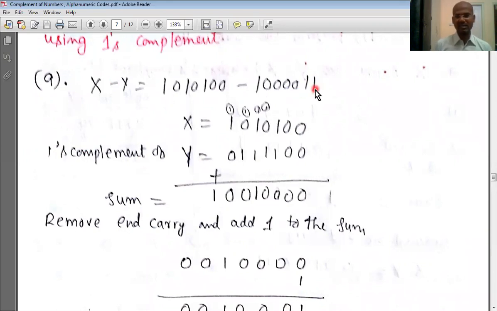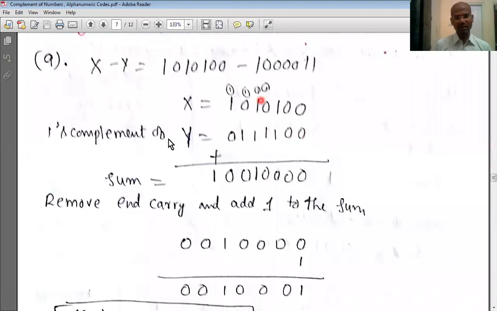What is the 1's complement of y? This is our y. Just changing ones to zeros and zeros to ones, we get the 1's complement. So here we have 1, this one becomes 0, and we have 4 zeros, and these 4 zeros become 4 ones, and these 2 ones become 2 zeros. So this is our 1's complement of y. After finding the 1's complement or 2's complement, the next step is to add that complemented number with the actual x.